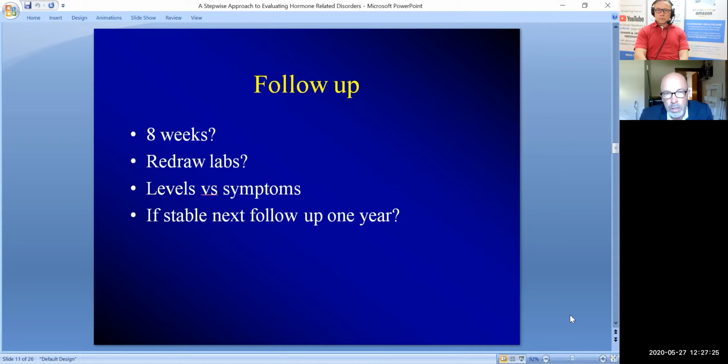Again, that's typically for when I'm starting folks on thyroid, trying to optimize their thyroid. I really look at mostly just checking the free T3, because I want to optimize that thyroid.